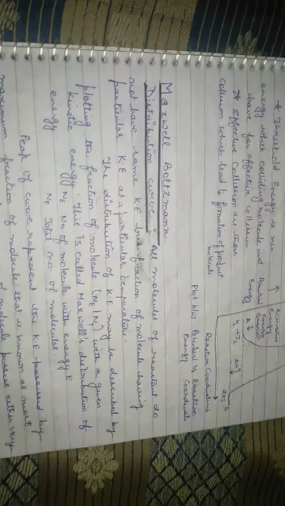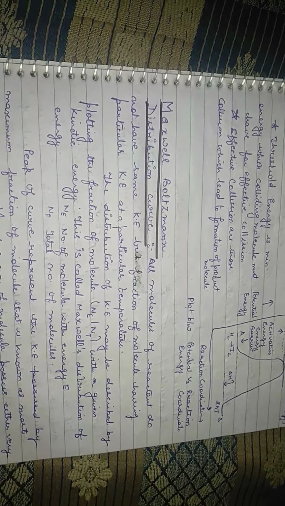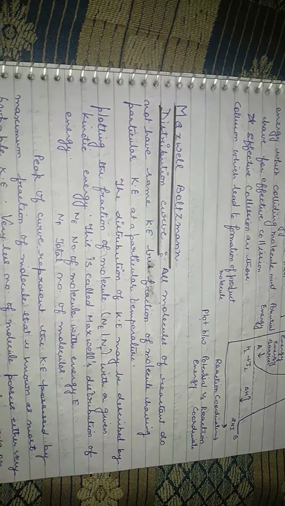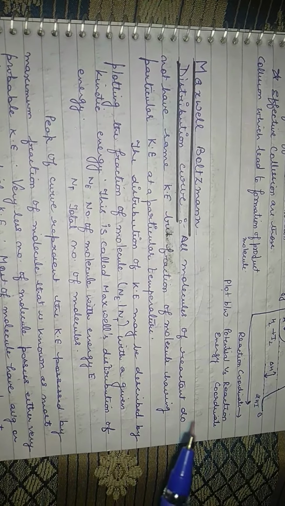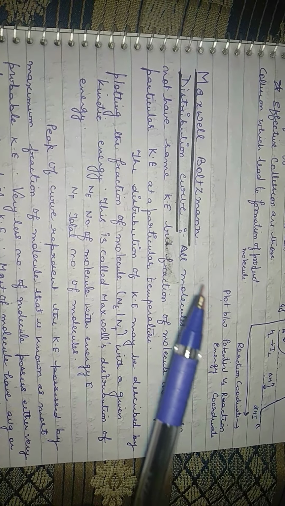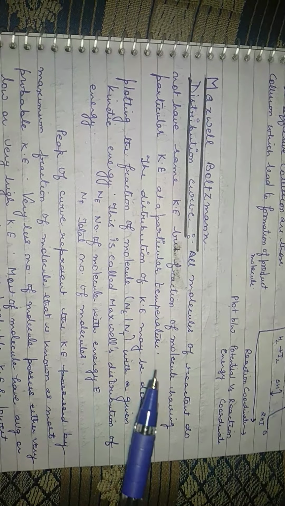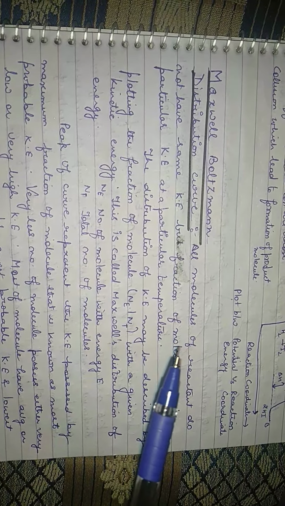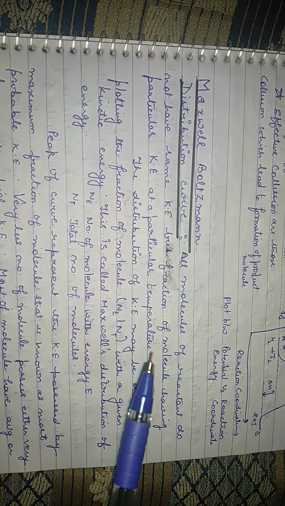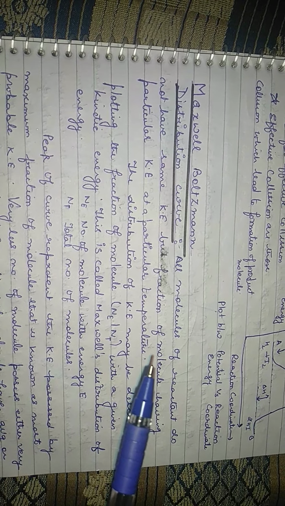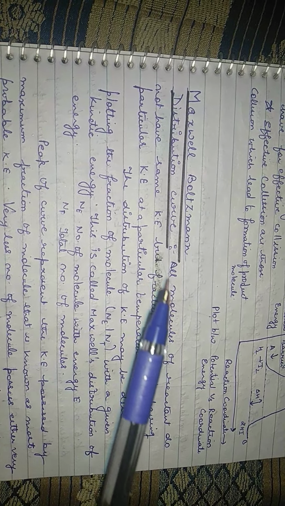Okay, now coming to the Maxwell-Boltzmann distribution curve. Let's read what is written in it. All molecules of a reactant do not have the same kinetic energy, but there are fractions of molecules having a particular kinetic energy at a particular time and a particular temperature. So all the molecules at a particular temperature have certain kinetic energy.